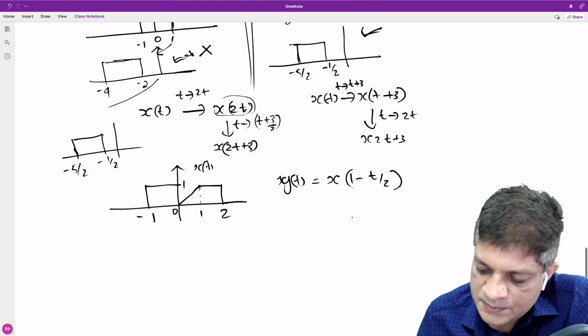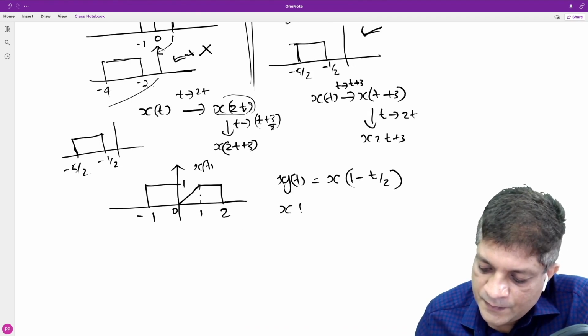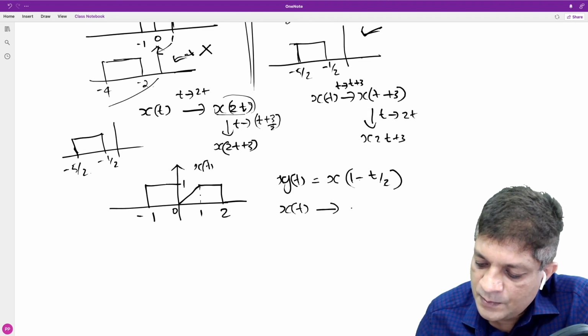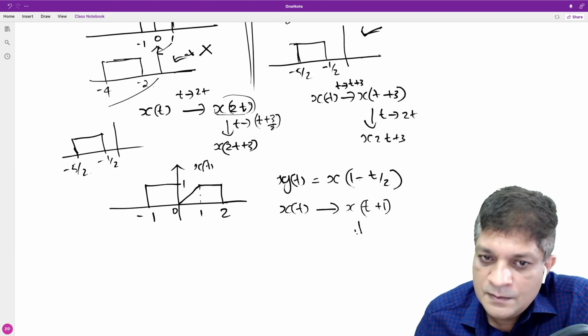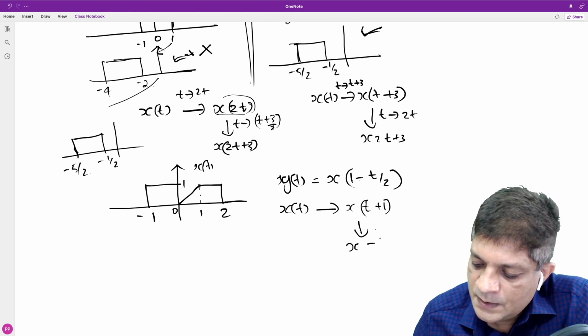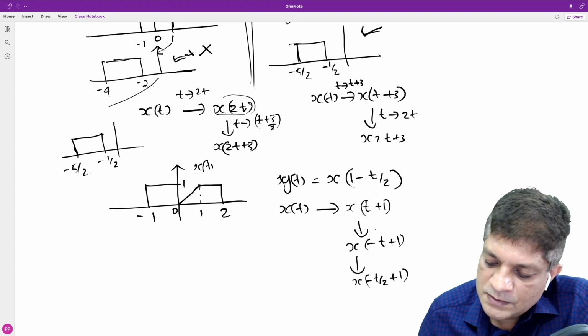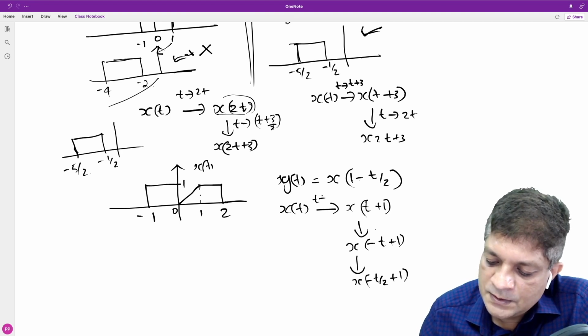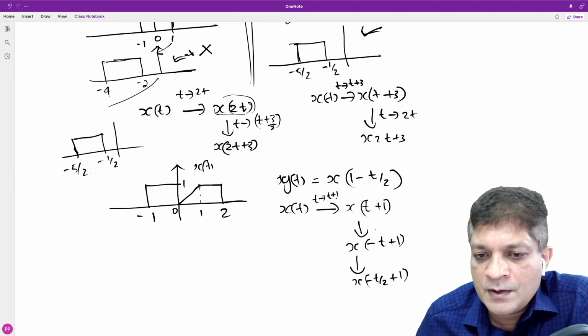If, for example, I am starting with x(t), first I am doing x(t+1), then x(-t+1), and then x(-t/2+1). I am doing it in this sequence. What is the first operation? We are replacing t with t+1. That means we are shifting the signal left by 1.